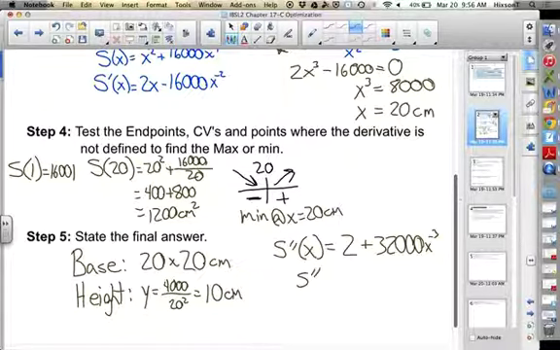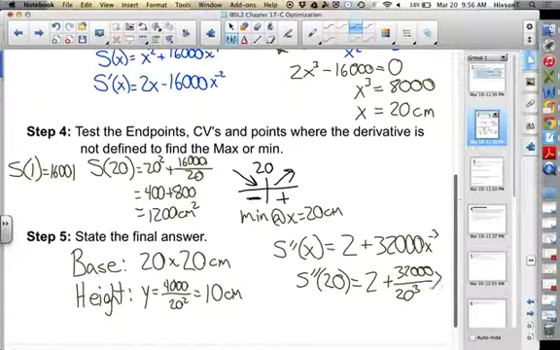S double prime of 20 is 2 plus 32,000 over 20 cubed. And you could just show, and this would be enough to show your work, you could just say that's greater than 0. And then you could say for certain that is a minimum point.